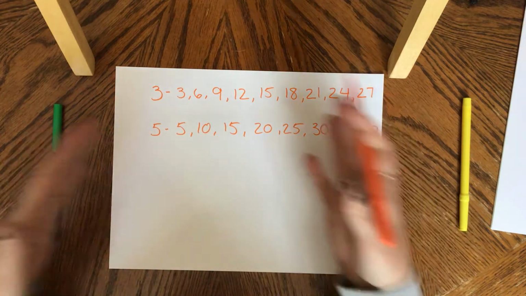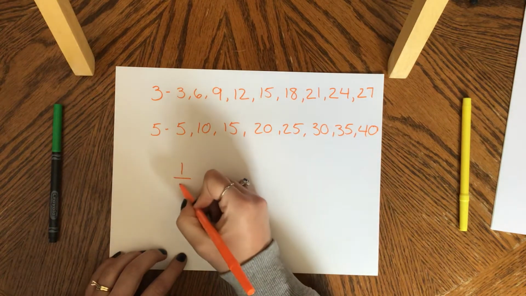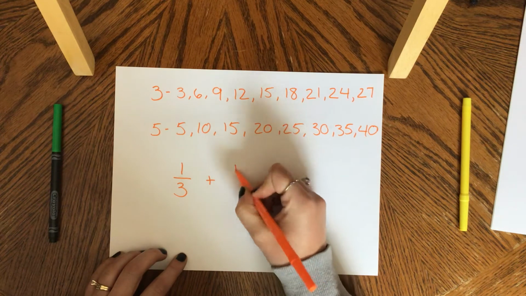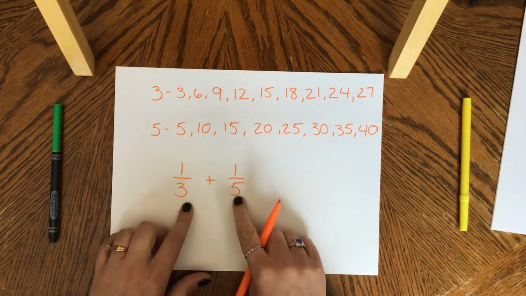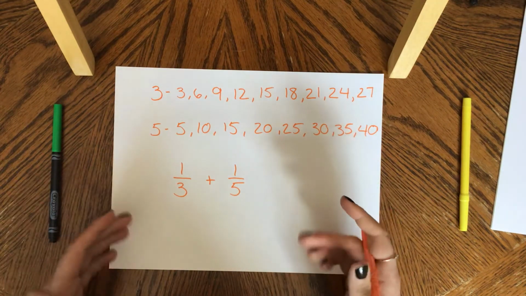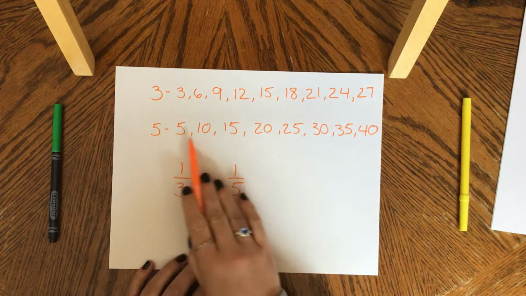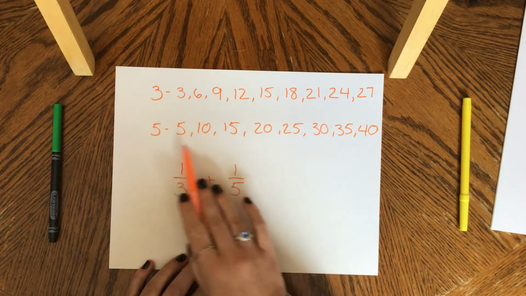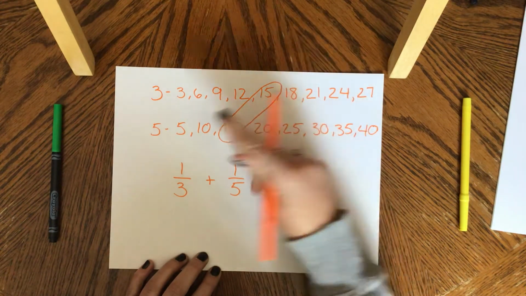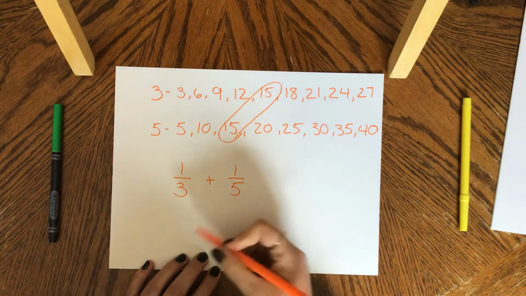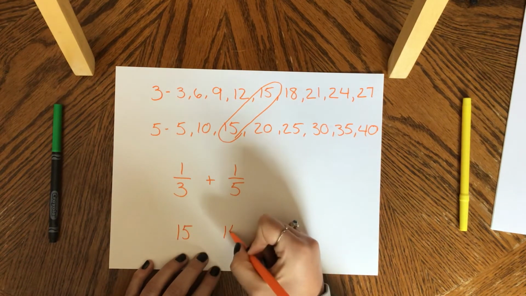Now the reason why this helps me with my fractions is maybe I have 1/3 plus 1/5. I can't add these fractions together until I have a common denominator. And so listing my multiples helps me find my common denominator. My least common multiple, the multiple that I run into first, is 15. These two numbers have 15 in common. So I can change my denominator to 15.